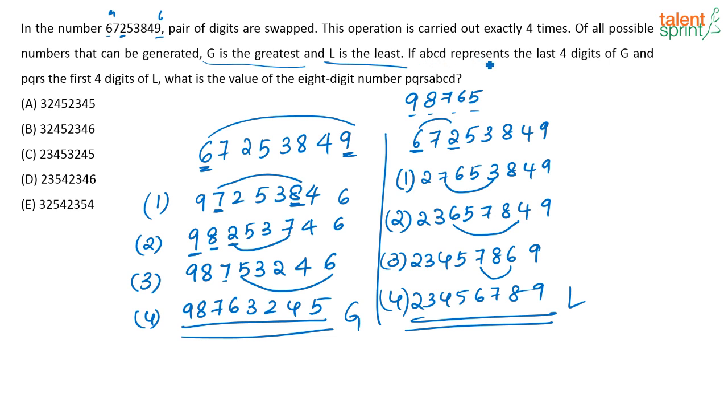Then here it is said that ABCD represents the last 4 digits of G. So this is ABCD, and PQRS represents the first 4 digits of L. And what are they asking you? What is PQRS ABCD? 2, 3, 4, 5, 3, 2, 4, 5. What is your correct answer? 2, 3, 4, 5, 3, 2, 4, 5. That is option C.